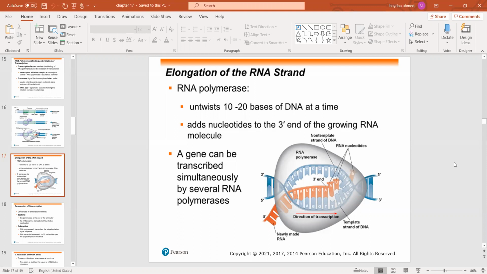A single gene can be transcribed simultaneously by several molecules of RNA polymerase following each other like trucks in a convoy. In this image, RNA polymerase moves along the DNA template strand, joining complementary RNA nucleotides to the 3' end of the growing RNA transcript behind the polymerase. The new RNA peels away from the template strand, which reforms a double helix with the non-template strand.